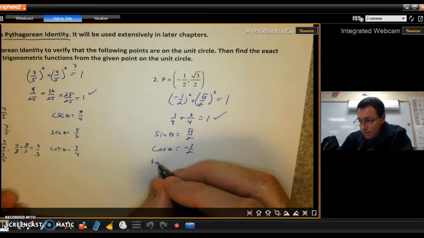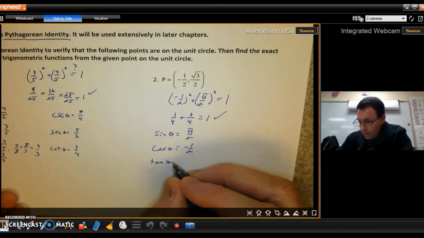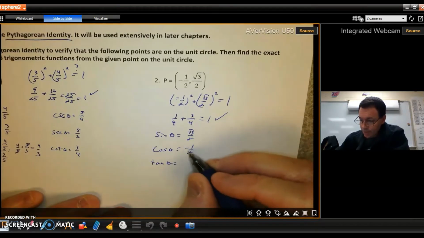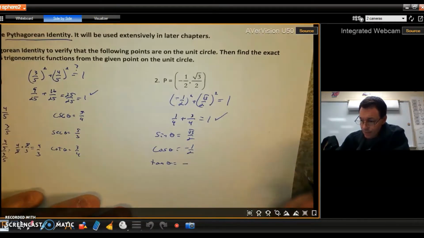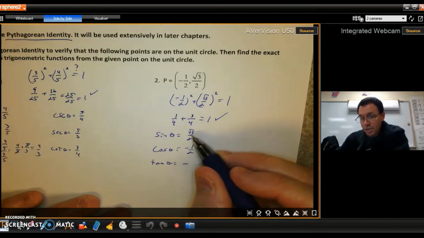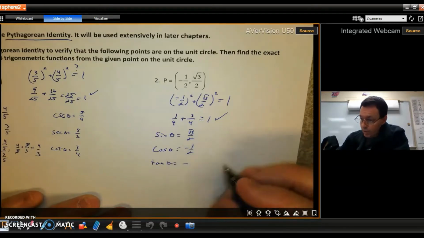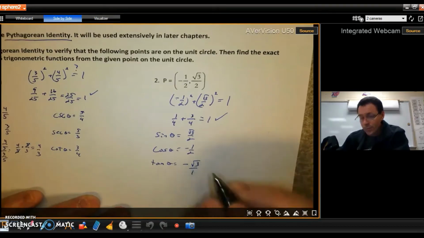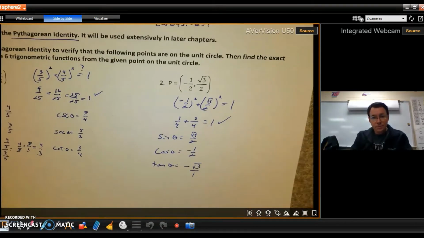And then the tangent of this angle would just be, well, I've got a positive over a negative, so it's going to be negative. The 2's are going to cancel, and I'm just going to leave me with the numbers in the numerator. The radical 3 over 1, which I could just write as radical 3.